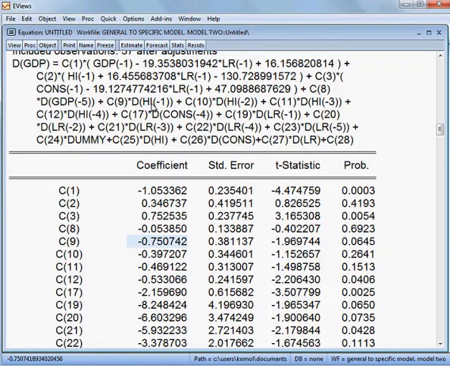Why? Because when the housing spending goes up, GDP also goes up. And when the housing spending goes down, GDP also goes down. So there should be a positive associationship. But here the associationship has been negative. So we cannot accept these results.